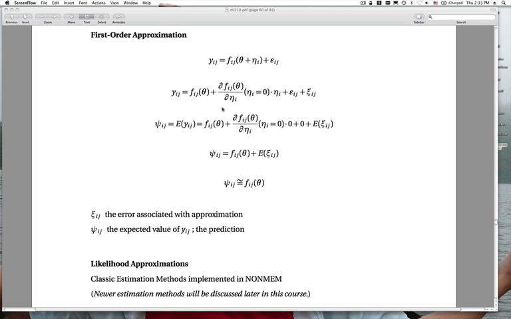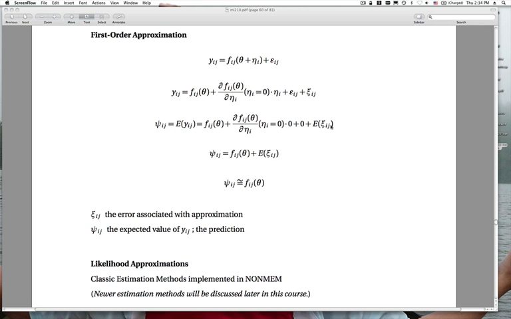We then evaluate that first order expansion at the expected values for each of the random effects, and you see here now we have the model prediction at the mean value, the partial derivative times eta at its expected value. Well, what's the expected value of eta? 0. Remember, the mean of the etas is assumed to be 0. The expected value of epsilon is also 0.